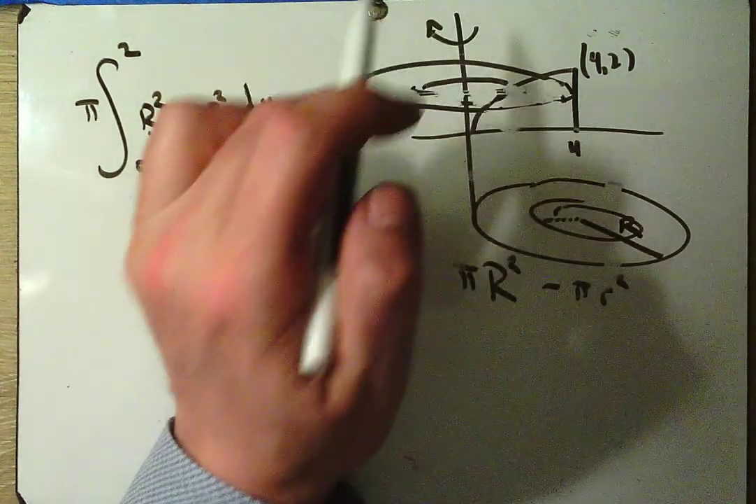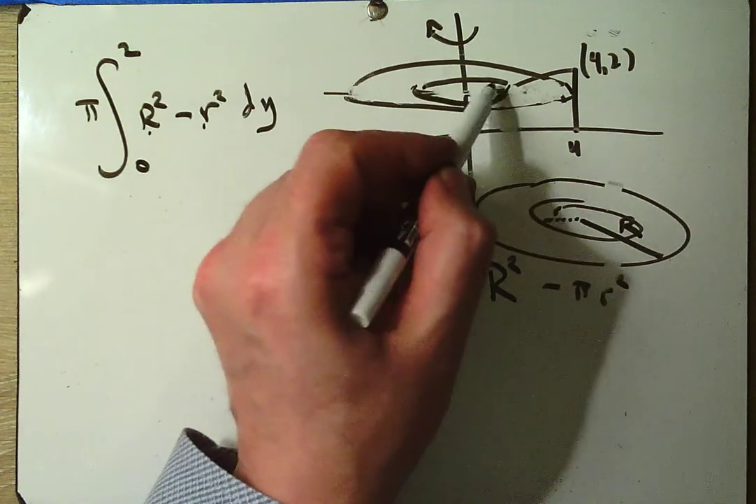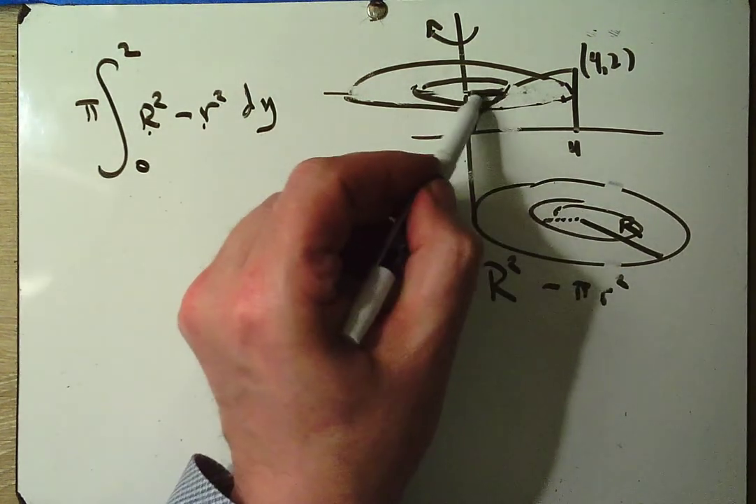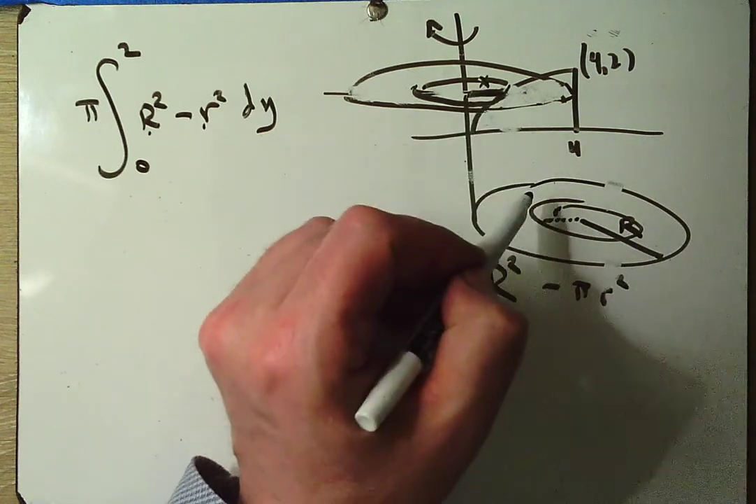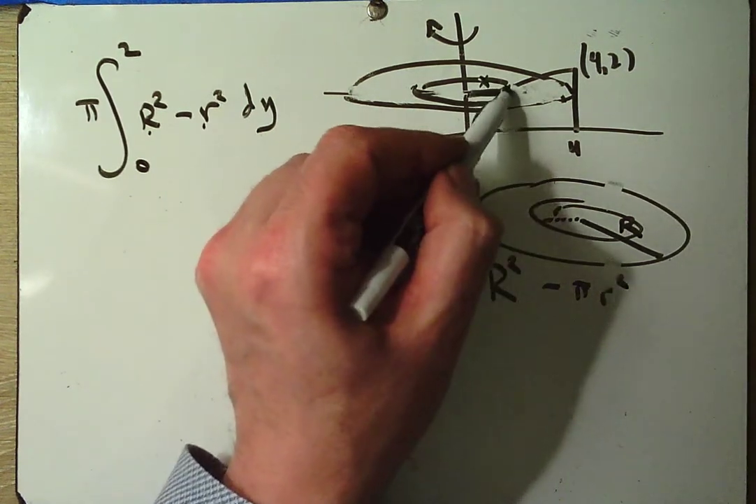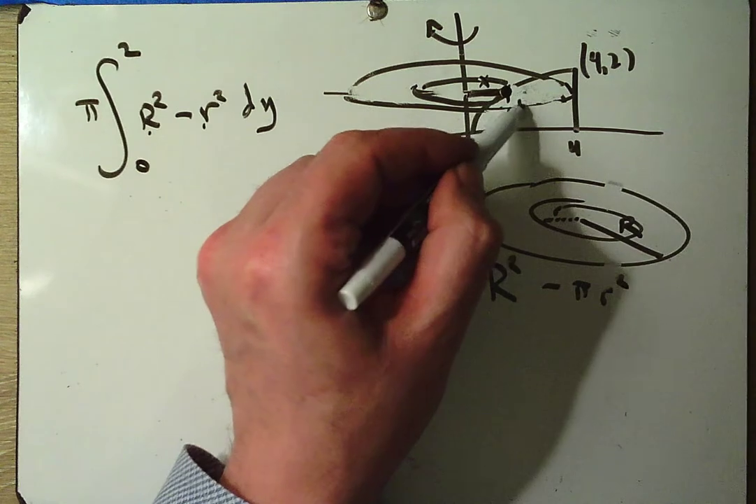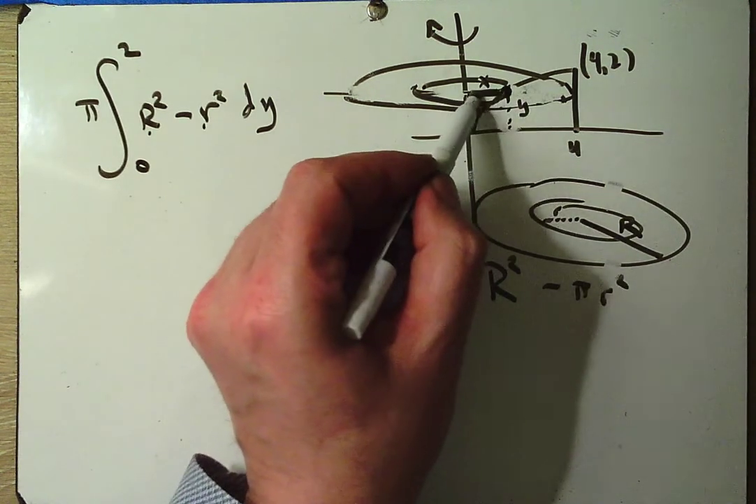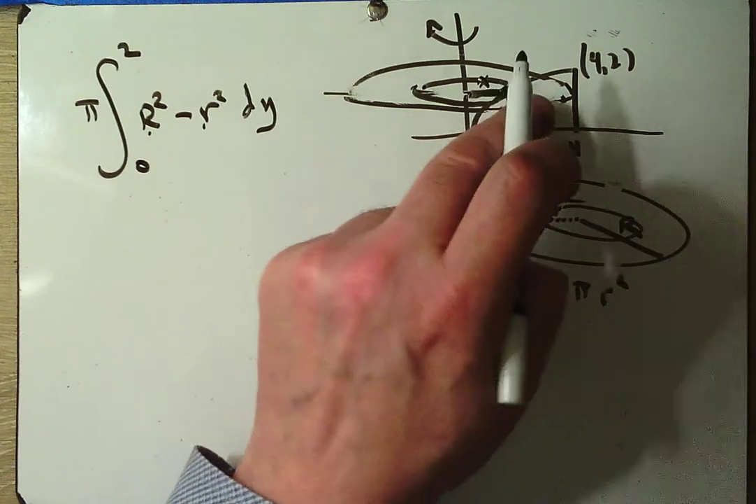If I look at the picture here, it looks like this distance is my little r. And that, we said earlier, was an x value, right? At this ordered pair, this would be the y value, this would be the x value. So this horizontal distance is x.